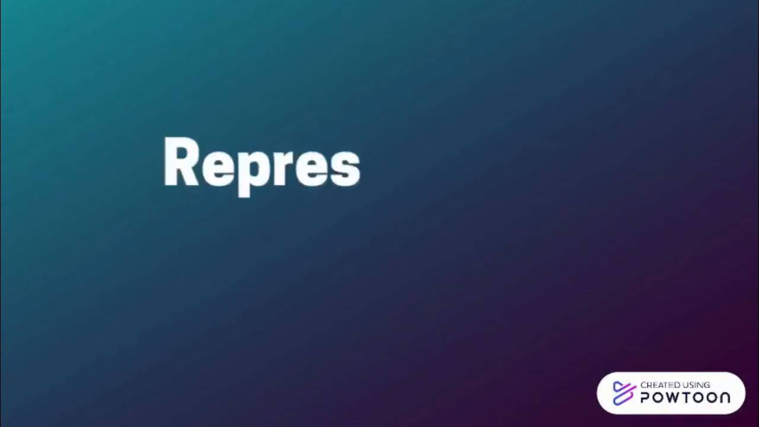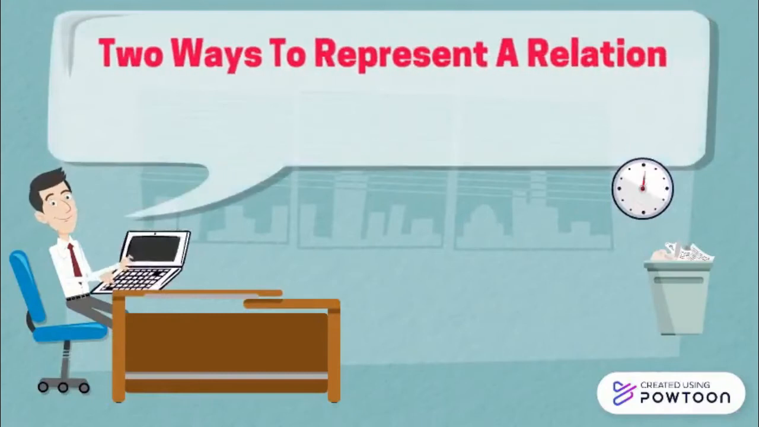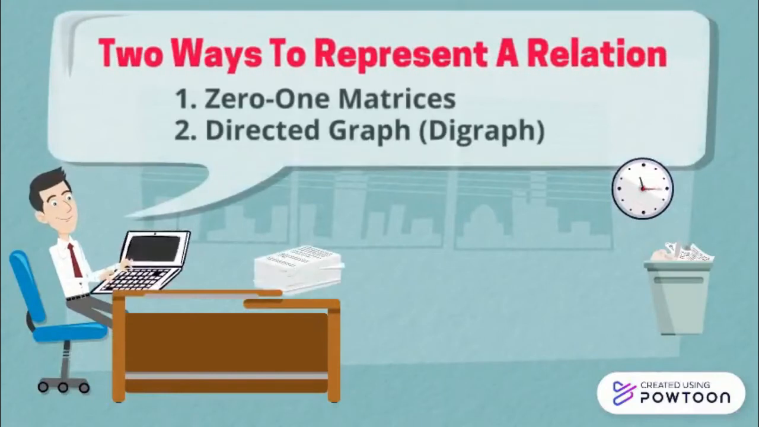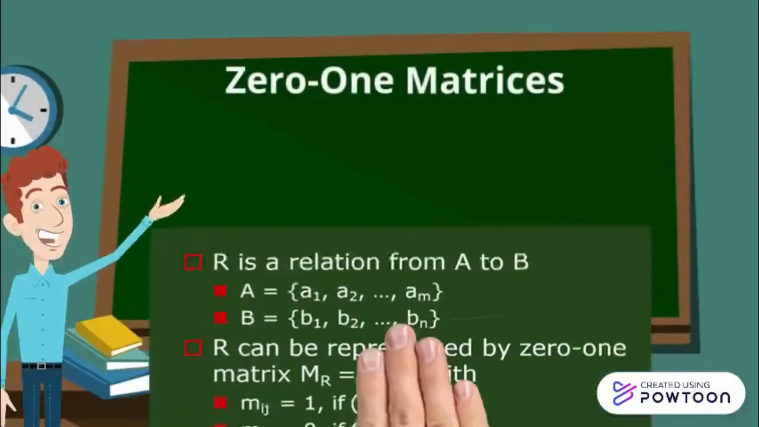Moving on to how to represent a relation. There are two ways to represent a relation. Number 1, 0-1 matrices, and number 2, directed graph, or called digraph. This is one of the ways, which is 0-1 matrices.